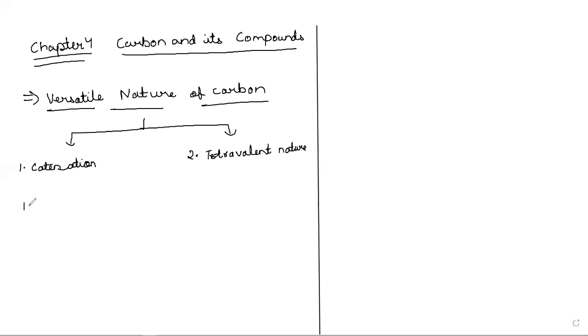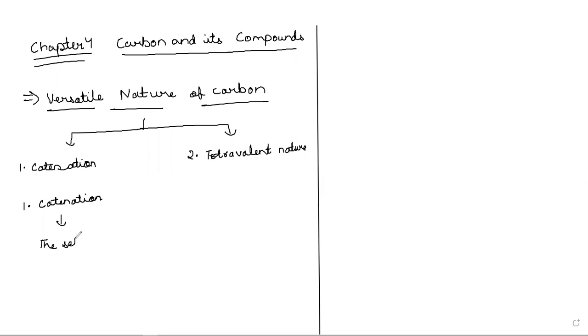Now, what do you mean by catenation? Catenation is a property of an element of self linkage with itself. अपने ही atom के साथ combine करना n number of times to form large molecules, and that large molecules can be in the form of straight chain, can be in the form of branch chain, can be in the form of ring chain. So what is catenation?